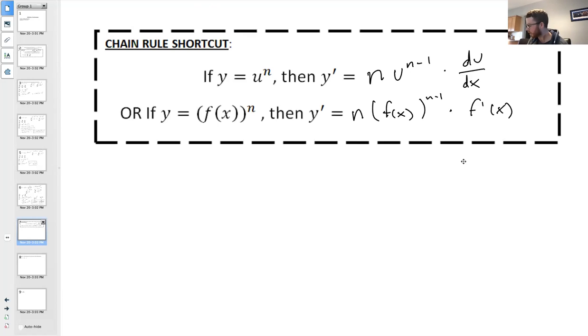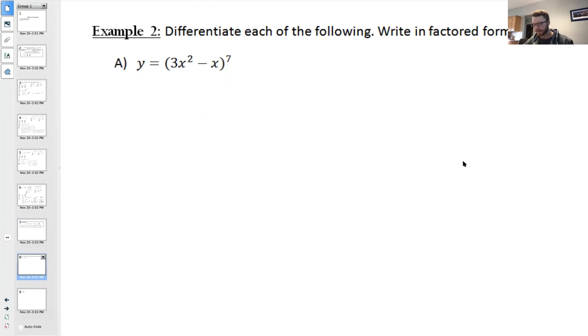So let's apply these here. If we have in here, we will say our u will be 3x squared minus x. So u prime, or if we just take the derivative of u with respect to x, will give us 6x minus 1.